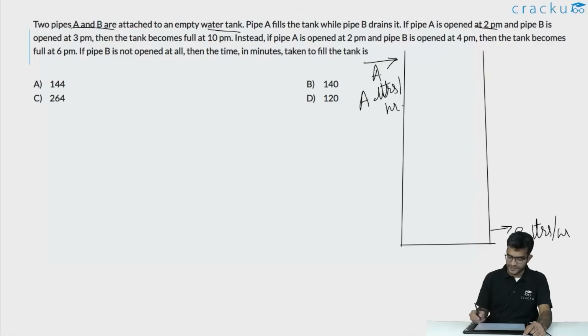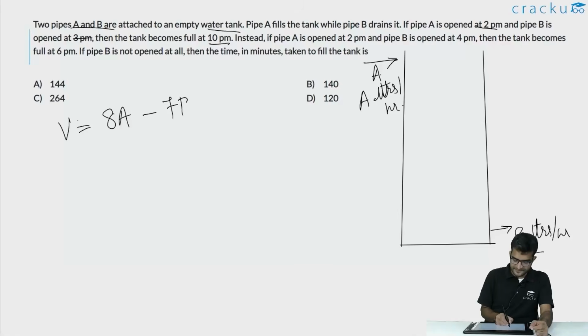Now if A is opened at 2 p.m. and B is opened at 3 p.m., the tank becomes completely full by 10 p.m. If you assume that the volume of the tank is V, pipe A is open from 2 p.m. till 10 p.m. so it is open for 8 hours, and pipe B is open from 3 p.m. to 10 p.m., so it is emptying the tank for 7 hours. So the volume V of the tank is equal to 8A minus 7B.